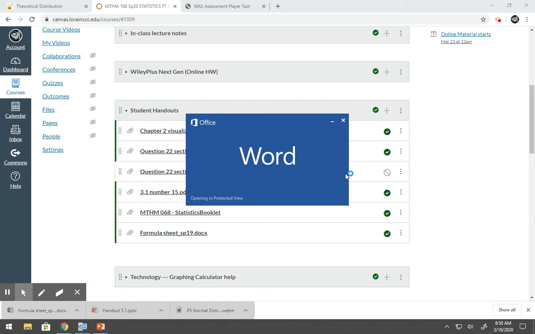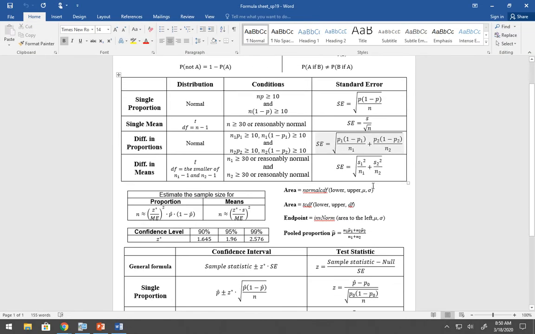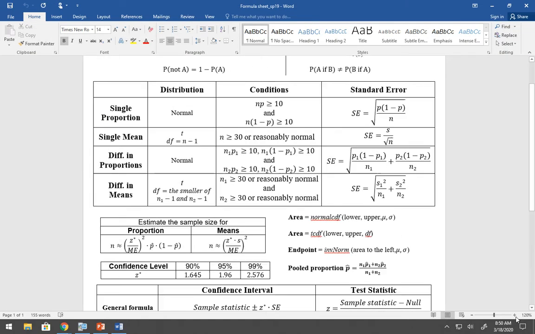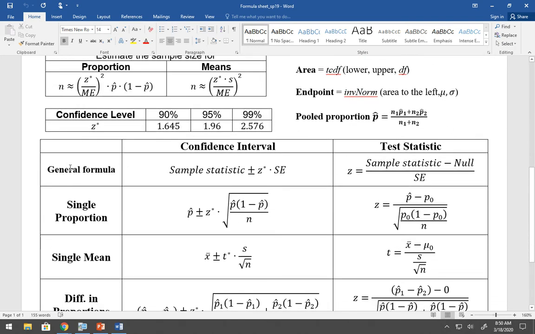When we refer to the generalized formula, I'll put this in a better read view so we can see it a little better. Right here, general formula. See this general formula? Look across over here, sample statistic. We're now talking about a testing statistic. We're going to take the sample statistic minus the null and divide by the standard error to calculate z. So you have a reference to this when you're working. Make sure this thing is handy.